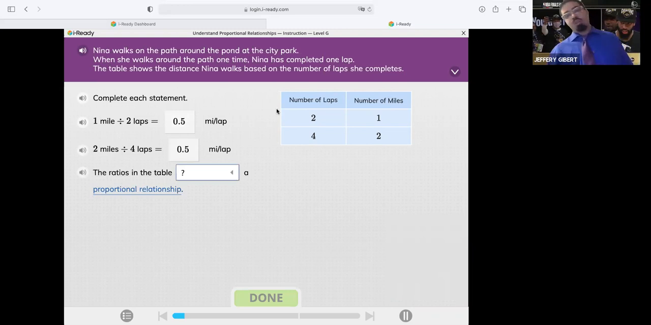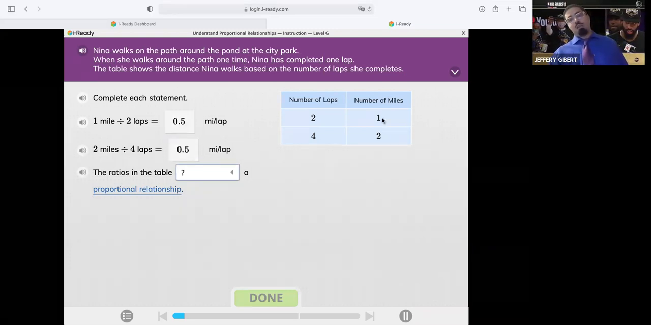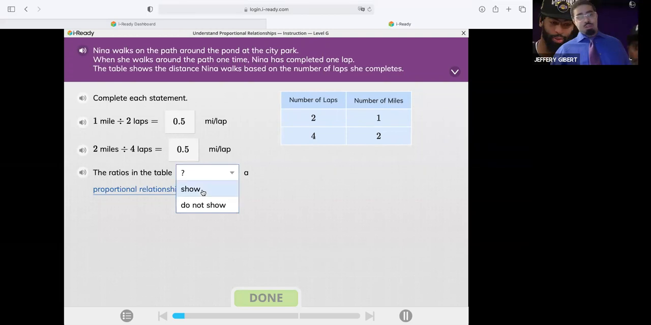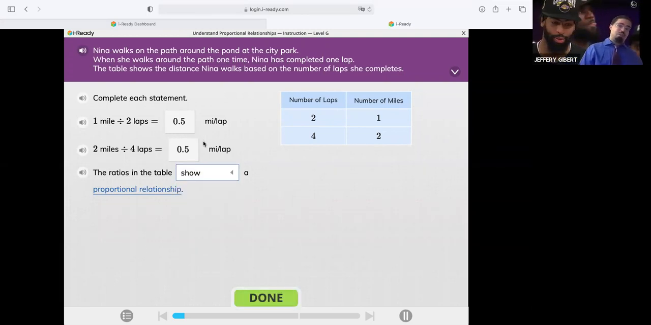So whenever you divide the y by the x, it doesn't say y and x, but whenever you have a table like this, the y is always the right and the x is always the left. And you get the same answer for every single set of data. So here we got 0.5 and 0.5. That is proportional. So when you do that and you get the same answer for all the data, it's proportional. If you don't get the same answer, it's not proportional.